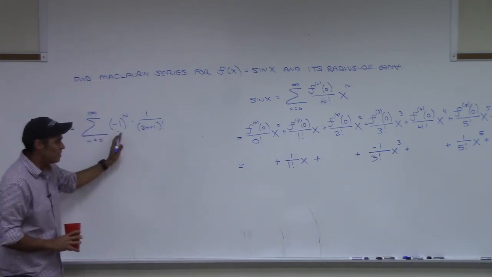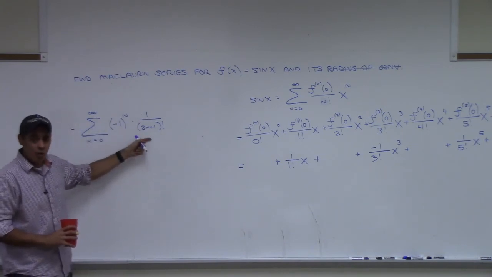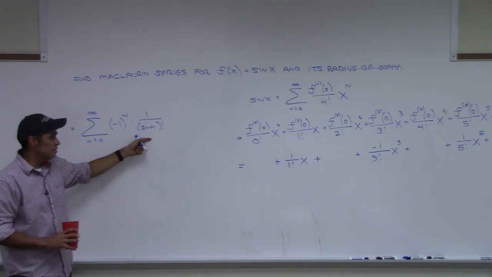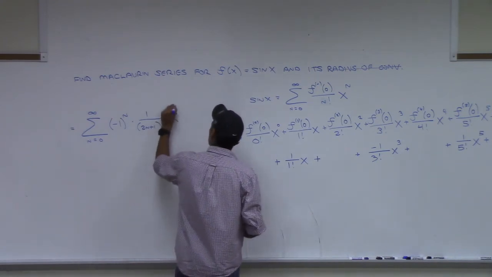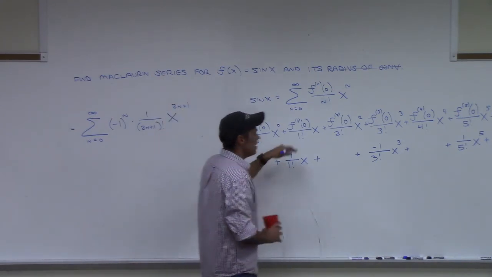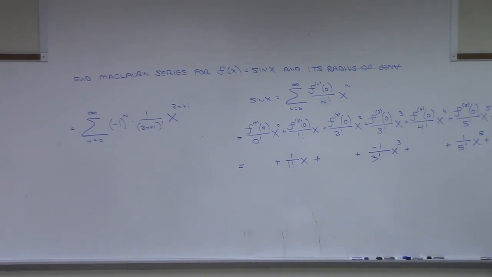Alternating starting with positive, 1s in all the numerators, odds in all the denominators starting at 1, and then what about the powers on x? 2n plus 1 again. X to the 2n plus 1. That should get us x to the 1st, 3rd, 5th, 7th, so on and so forth. That is your Maclaurin series for sine. Its radius of convergence is infinity.